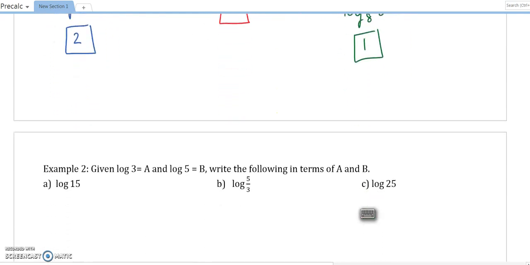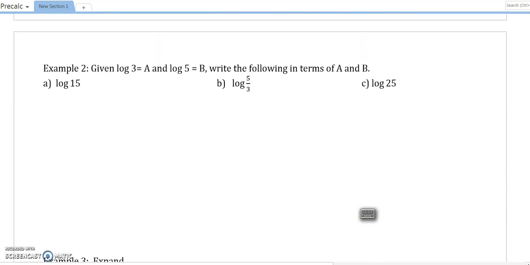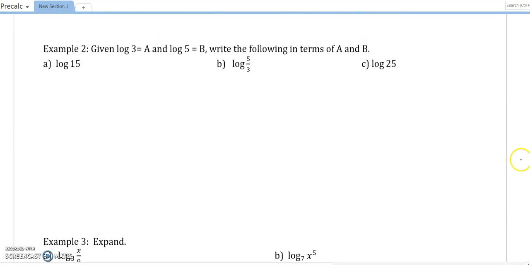So go ahead and flip it over. We're going to try a different type of problem, but same overall process using our properties. In example 2, it says, given log of 3 equals a, and log of 5 equals b, write the following in terms of a and b. So basically we want our final answer to just have a's and b's. No more logs, no more numbers. But in order for that to work, we really have to recognize that a is log 3, not 3, but log 3. And same thing for b.